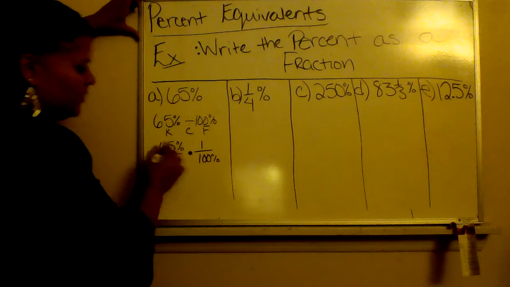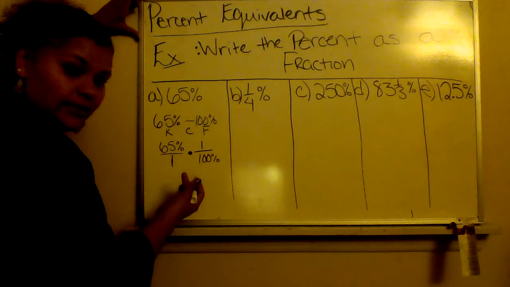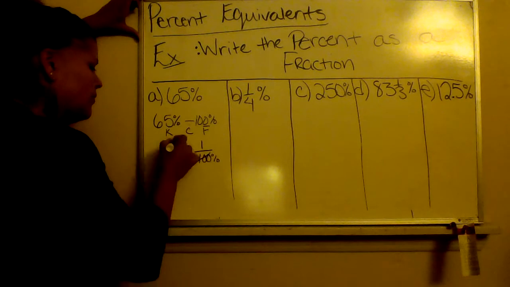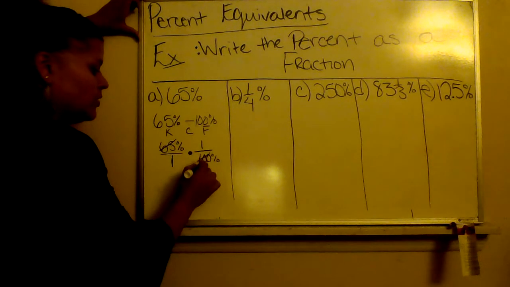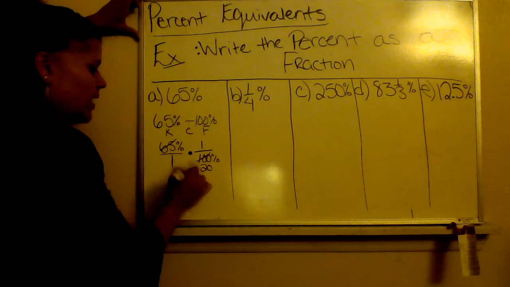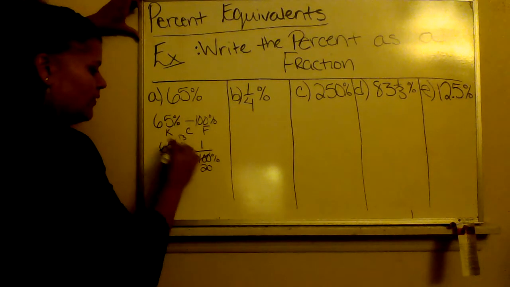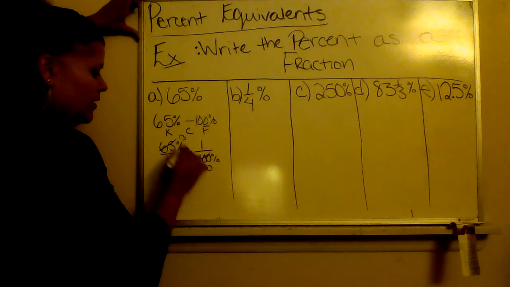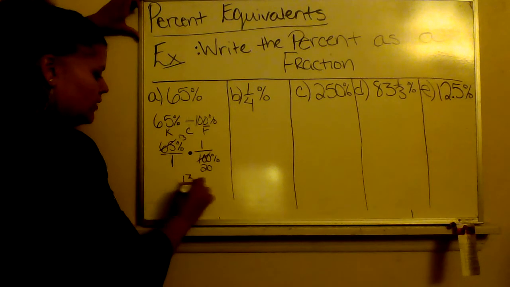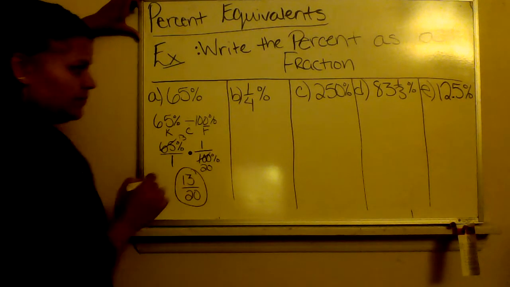So now when you simplify these, you look diagonal. Oh, look, 65 and 100 have something in common. They have 5 in common. 5 goes into 100 20 times, and 5 goes into 65 13 times. So then you're left with 13 times 1, so that's 13, and then you're left with 20. So the fraction for 65% is actually 13/20.